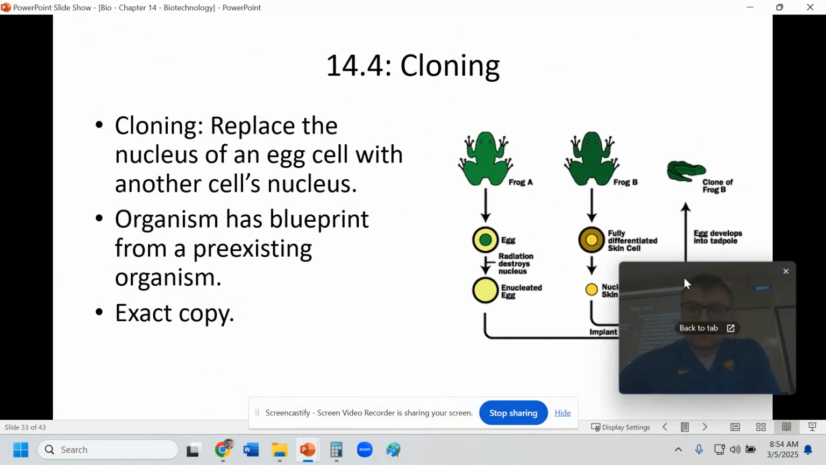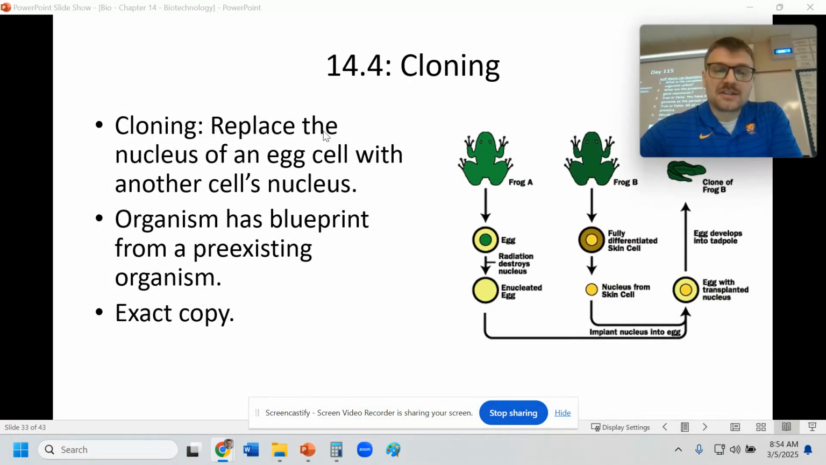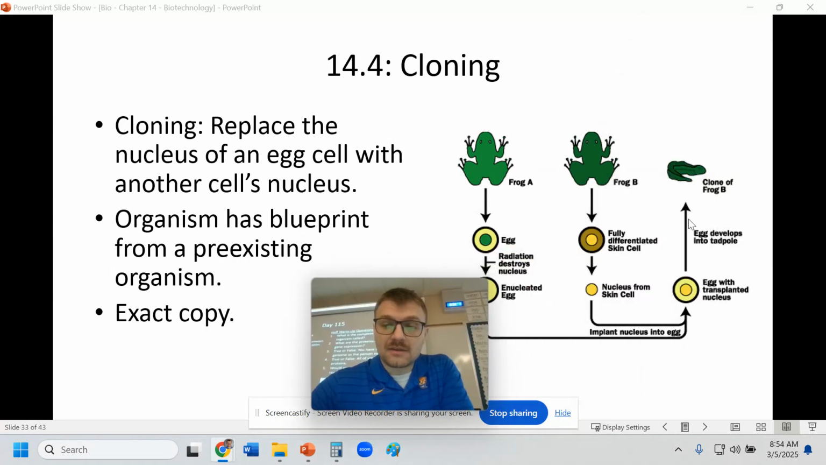Section 14.4 is going to be very short. It's just about cloning. This is where we replace the nucleus of an egg with another cell's nucleus, and what happens is you create an organism that's exactly like the organism from the nucleus. So again, we have this frog here. We have an egg. We take out the nucleus. We take the nucleus from another organism and put it into that egg. And essentially that egg will become a clone of the second frog here.